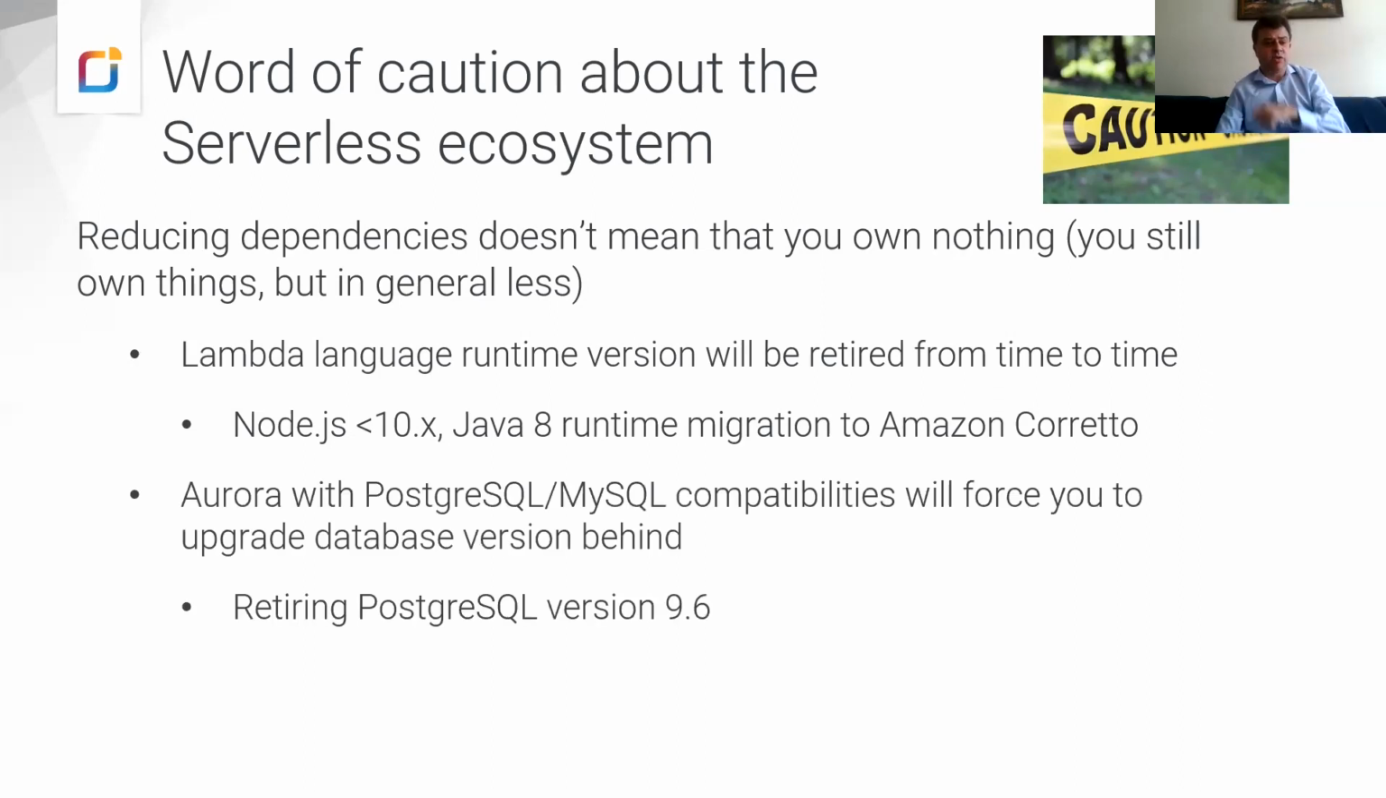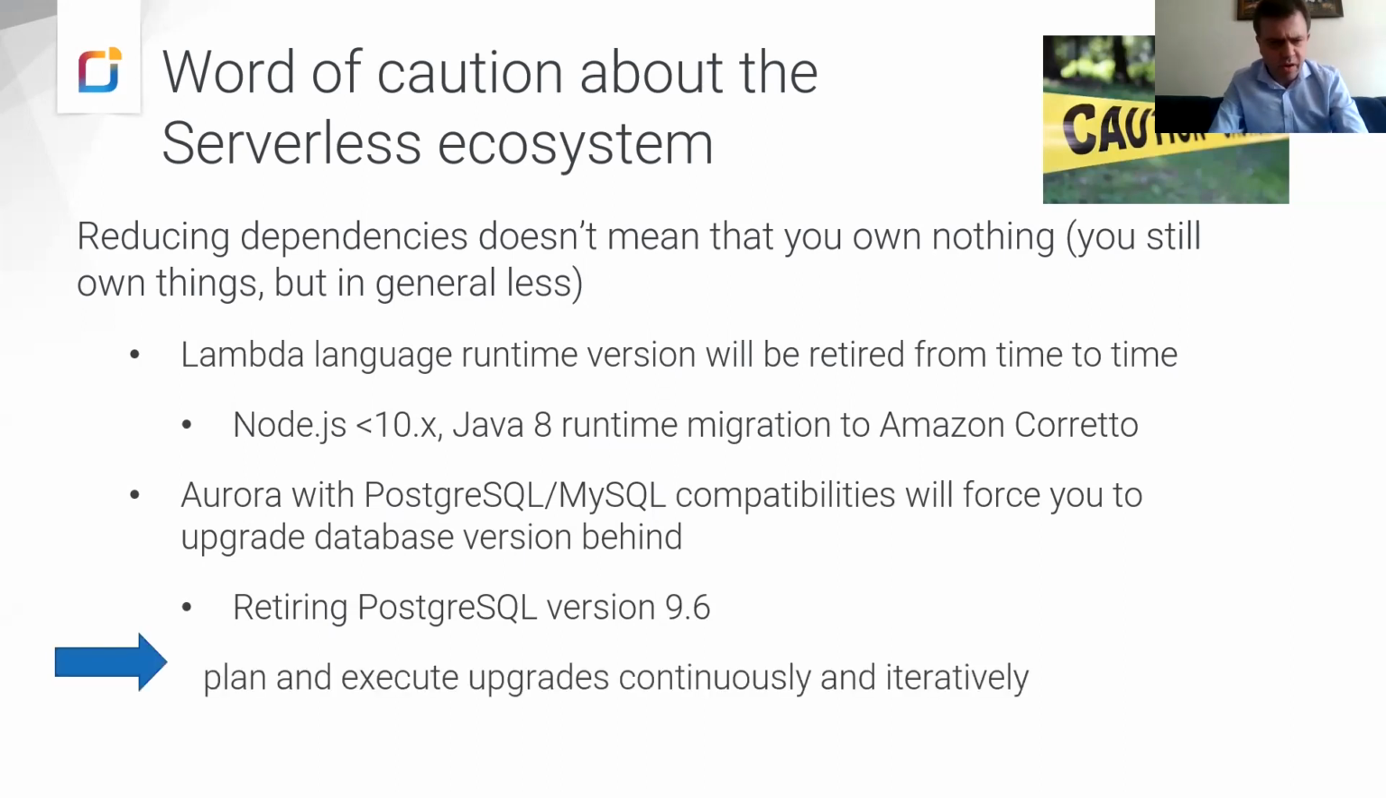And the same applies to the database. If you don't use DynamoDB, but you use Aurora with Postgres or MySQL compatibility, or you use Postgres and MySQL directly, sometimes AWS will force you to upgrade the database behind. So currently we got the notification that Postgres 9.6 will not be a supported managed version anymore. I mean, Postgres version 13 is released, so totally understandable. So we need to plan and execute this migration as well, in case we are using not completely managed databases. So this is something we have to take into consideration.